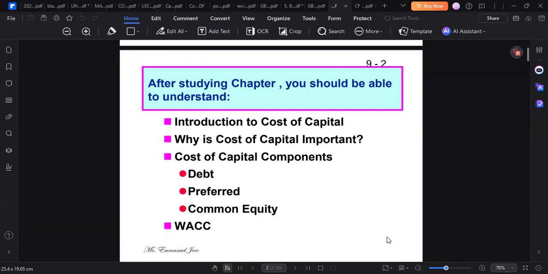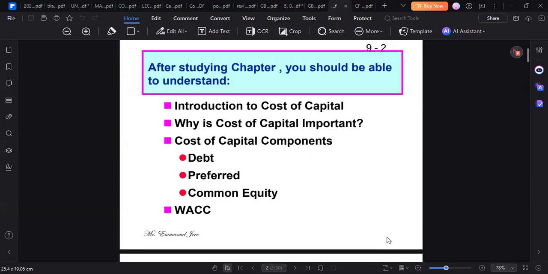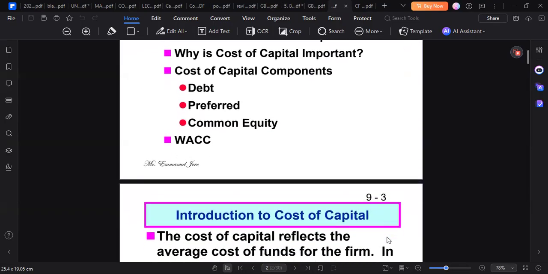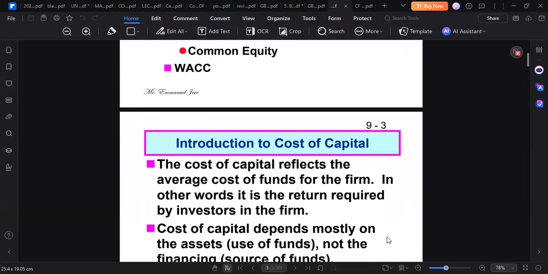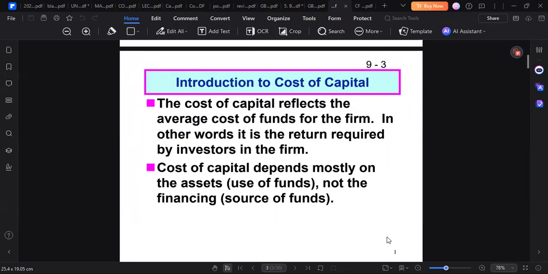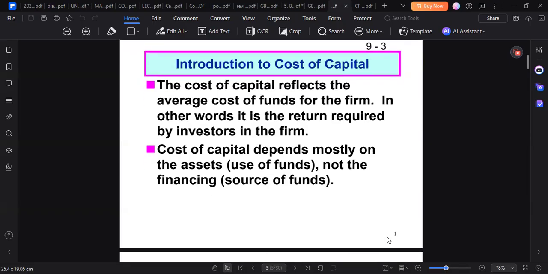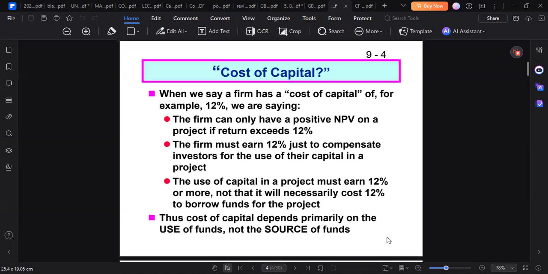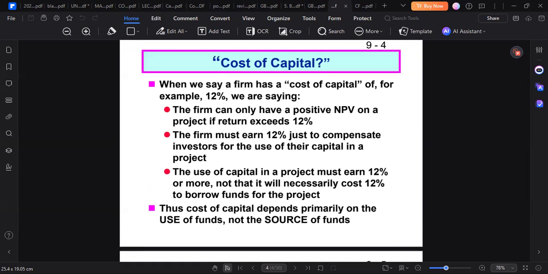So we introduce the cost of capital, why it's important, and the components of what we call the cost structure, including debt, preferred stock, and common stock. We'll also look at what is called the weighted average cost of capital. So the cost of capital reflects the average funds for the firm required by the investors for using their money.